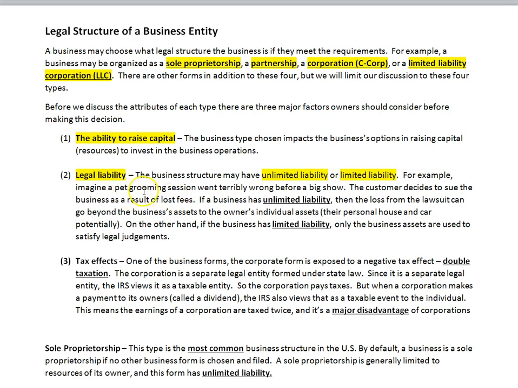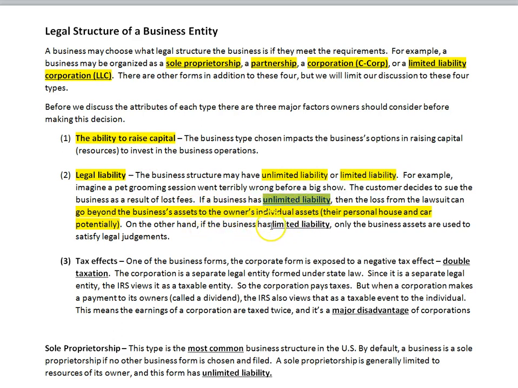For example, imagine this pet grooming service went terribly wrong before a big show, and the customer decides to sue as a result of the lost fees. If the business has unlimited liability, then the loss from the lawsuit can go beyond the business assets to the individual owner's assets, their personal house, their personal car. That's very bad news, right? So this is a negative thing. If a business has unlimited liability, that is a negative attribute.